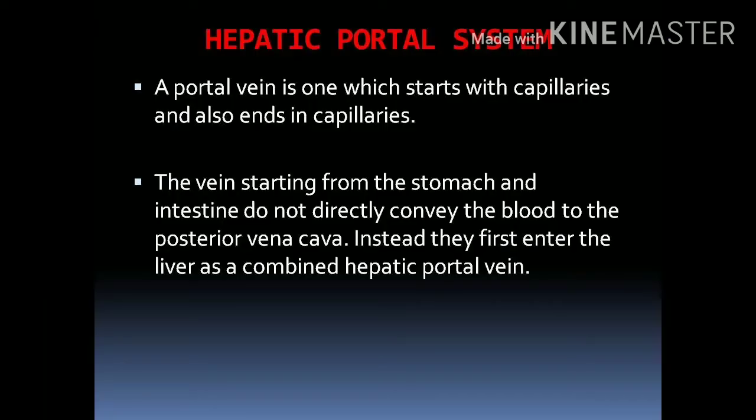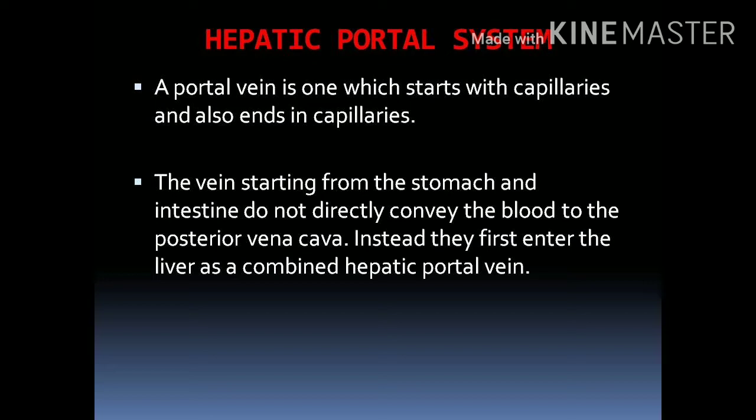Next, hepatic portal system. The veins starting from the stomach and intestine do not directly convey the blood to the posterior vena cava. Instead, they first enter the liver as a combined hepatic portal vein. There it breaks up into capillaries, in contrast to the general characteristics of a vein, and a new vein called the hepatic vein is formed by their reunion, which joins the posterior vena cava.